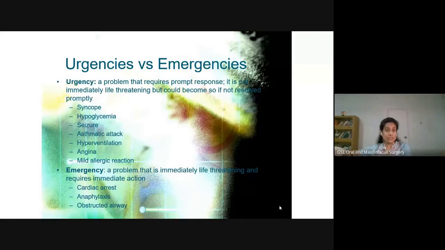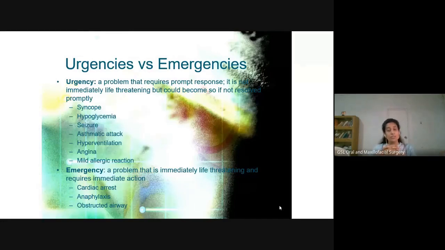The next one is emergency. So it's a problem that is immediately life-threatening and requires immediate action, which means if the patient has one of these conditions, you can't wait at all. You have to immediately start acting, which means it is life-threatening. Because of your late response, the patient could lose his life.